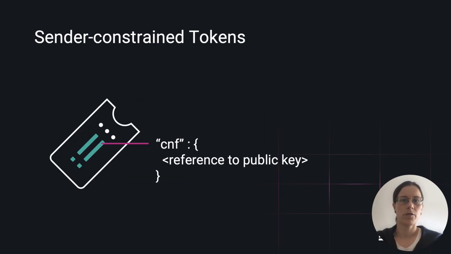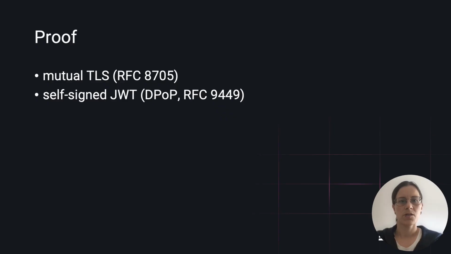Sender-constrained tokens, or proof-of-possession tokens, are tokens that are bound to a key. This means they contain the so-called confirmation claim that points to a public key. For this kind of token to be valid, the client, the application, needs to prove that it can control the corresponding private key. When it comes to sender-constrained access tokens, there are two ways for applications to provide that proof. They can either use mutual TLS as defined in RFC 8705 or self-signed JWT as defined in RFC 9449.